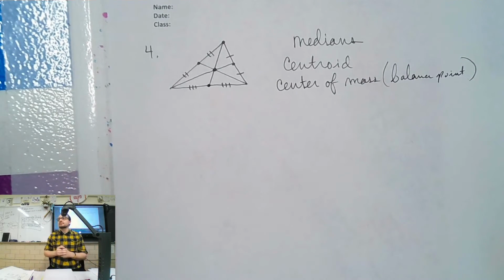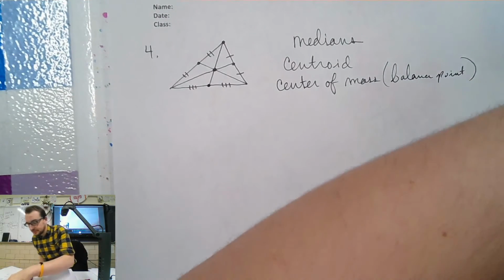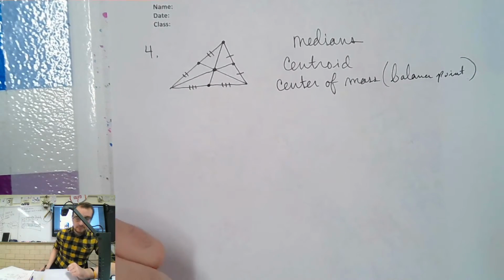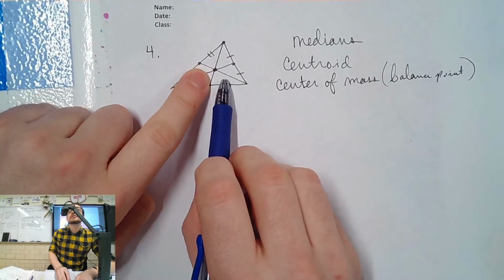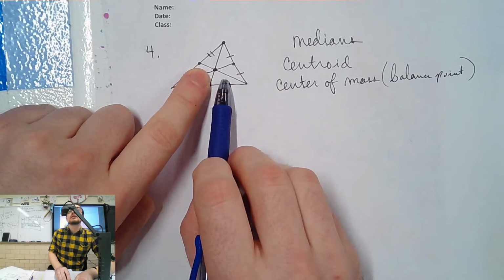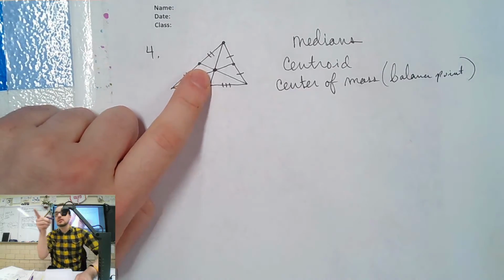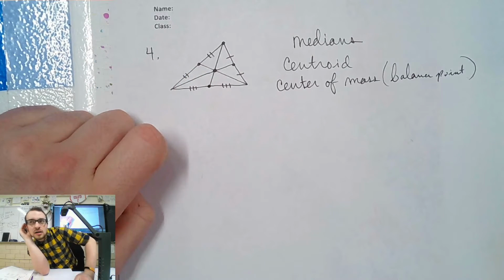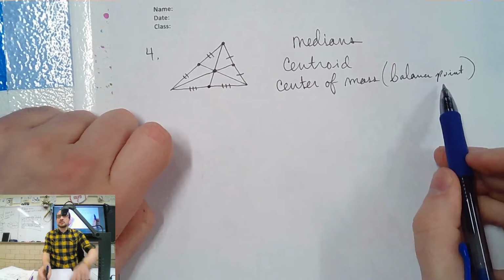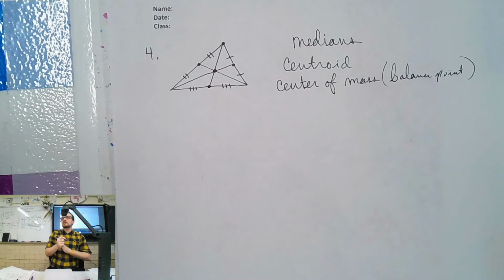Balance point on the triangle. Now, what do we know about these guys? What two pieces is it? Below. Say again? Center of mass. Oh, balance point. Right, it's another way. Either of those I'll accept.